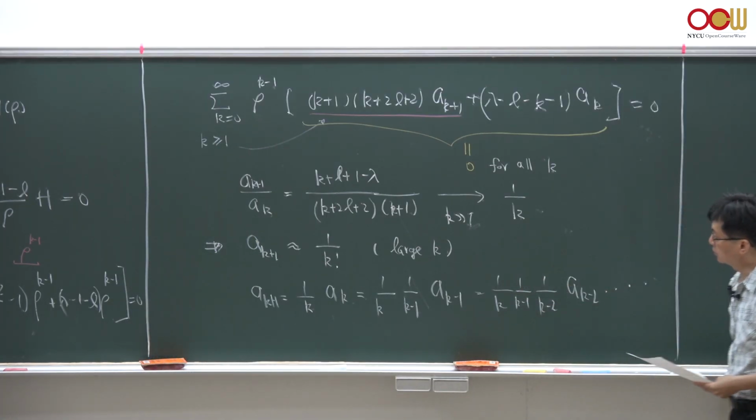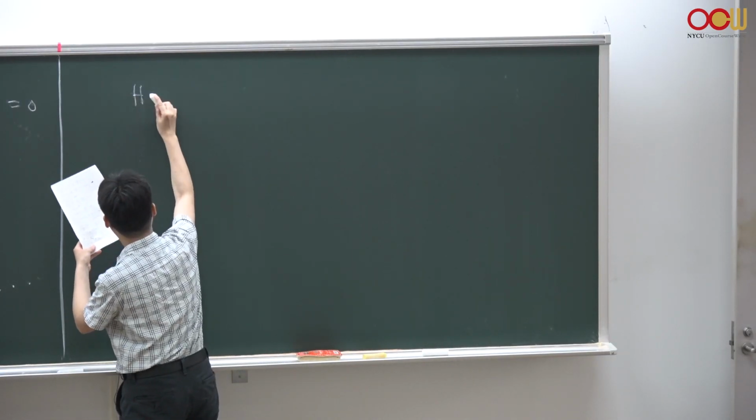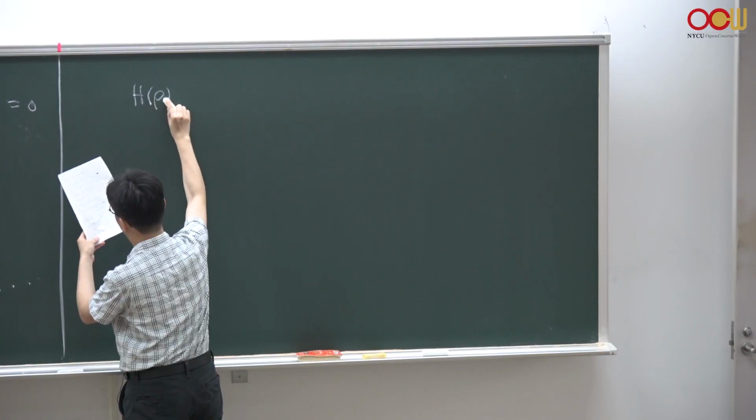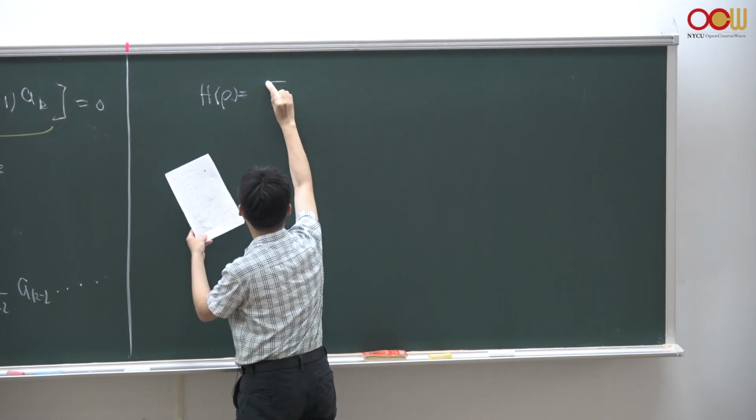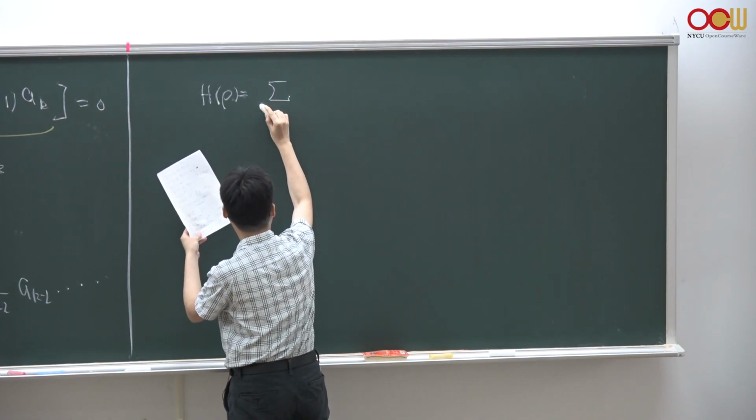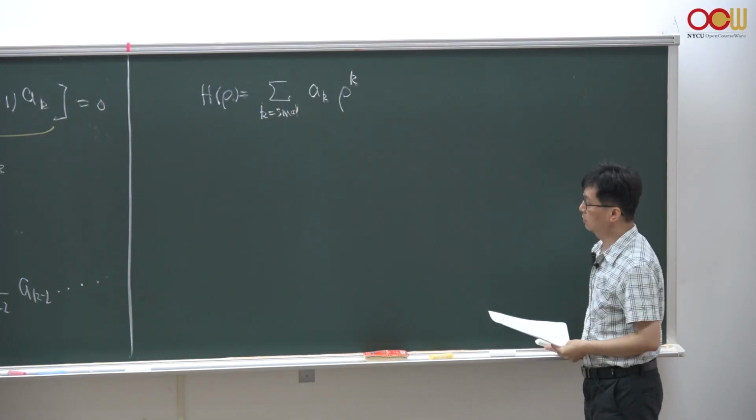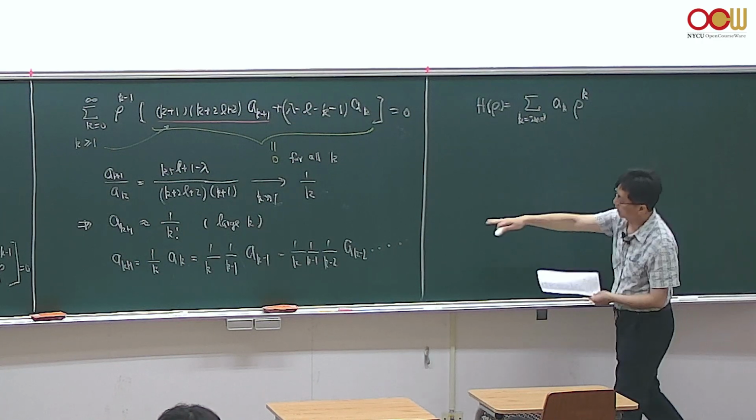So now let's use this result and plug it back into this H polynomial, which is divided into two parts. One is for small k, where you still have this polynomial in rho, but for large k, you get different things.